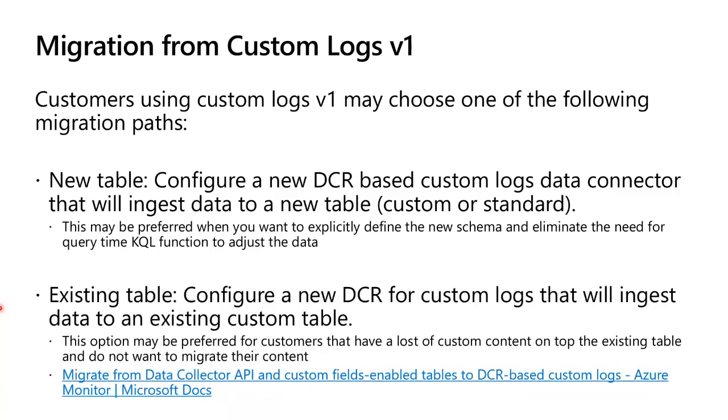If you have already existing data, existing content, you can just leverage the existing table. You can configure a new DCR for custom logs that will ingest the data to the existing custom table that you were using before. This option may be preferred if you already have a lot of data in that table and you have already maybe developed a lot of custom content. Maybe you have detection rules on top of that. Maybe you have hunting queries. Maybe you have workbooks that are leveraging the data within that previous custom log table.